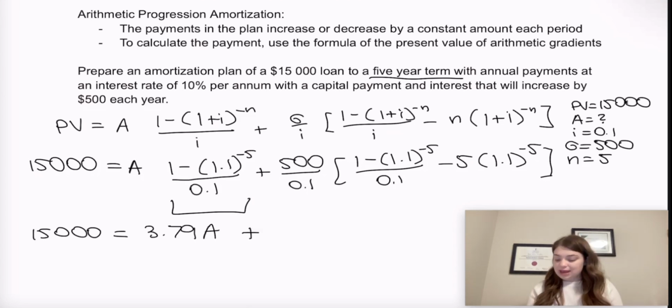So notice that we have all of this in these square brackets here, and then we have times 500 divided by 0.1. So what we're going to do is start with what's inside the brackets.